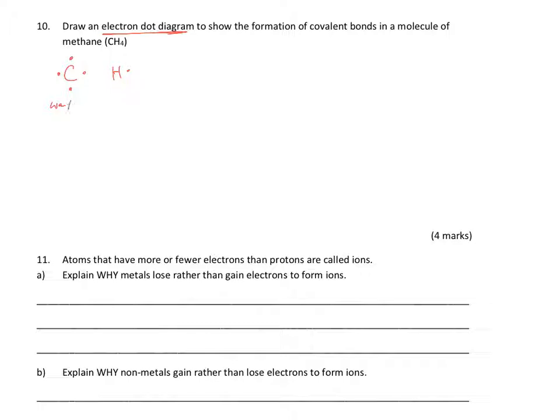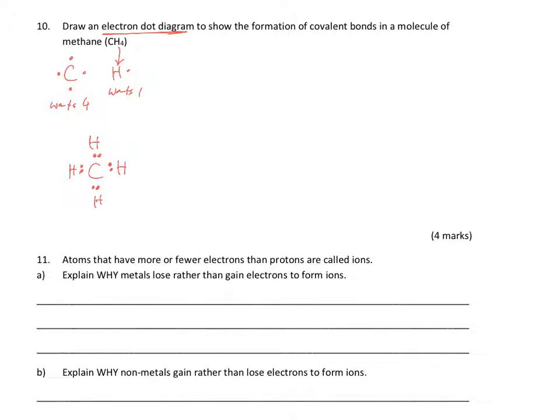Carbon wants 4 to fill its outer shell. Hydrogen wants 1 to fill its outer shell. So instead of giving and taking, they're going to share their electrons so that they have a full outer shell. Carbon's going to go in the middle, with 4 electrons surrounding it. Then there are 4 hydrogens, because it says H4, and each has 1 electron to share: hydrogen at the top, on the left, and on the bottom.